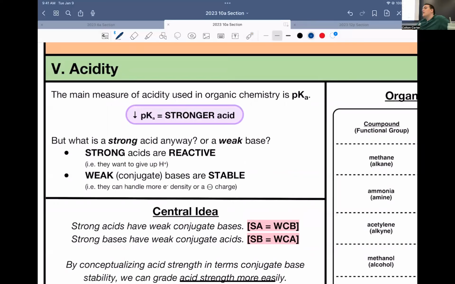When we say it's a stronger acid, we should ask what that really means. A strong acid is an acid that's reactive. It really wants to give up its hydrogen. And when we say that something is a weak conjugate base, we're really saying that base is stable. That's what we mean by weak. What makes a molecule stable would be not having charges, or if you did have a negative charge, putting it on the more electronegative atom. So we're thinking about stability and reactivity as very closely related for acid and base.